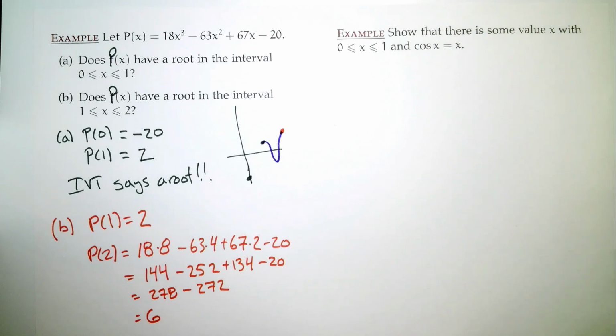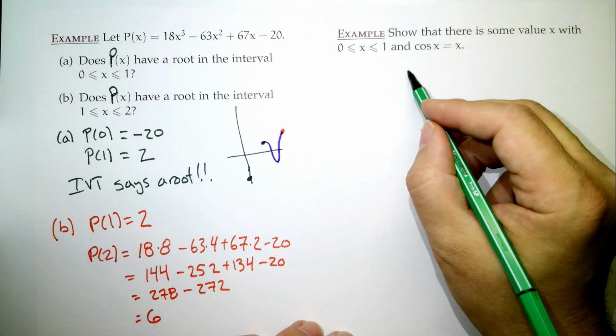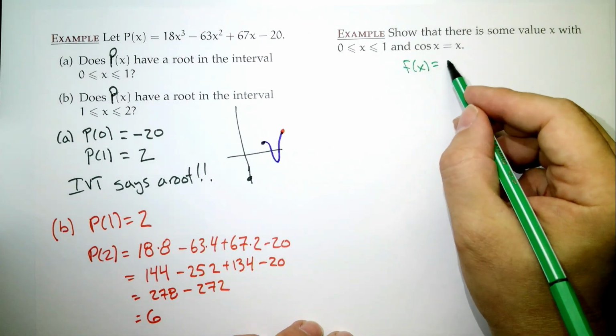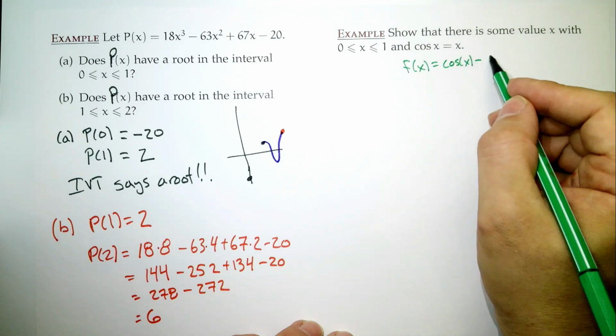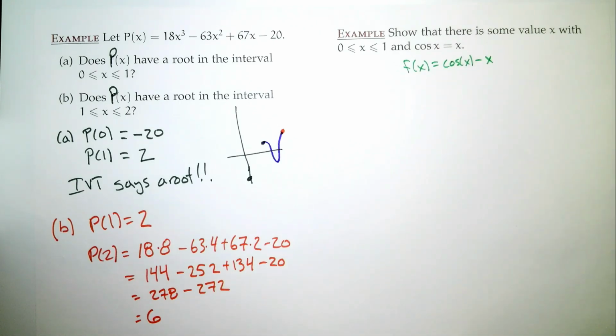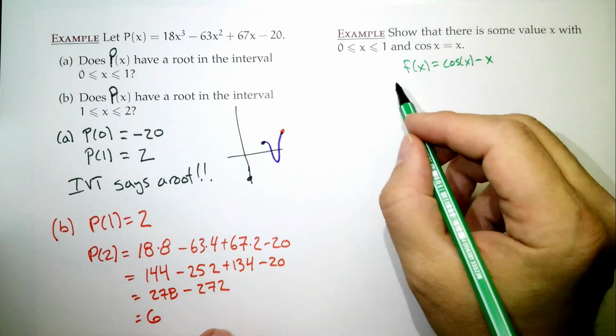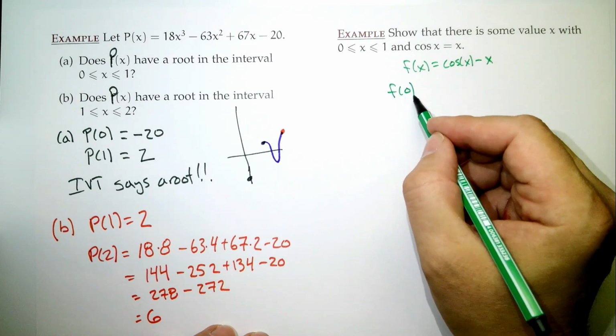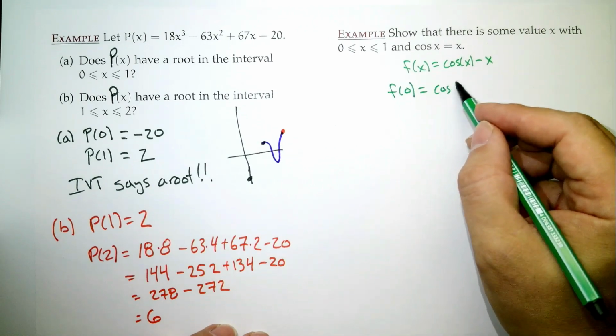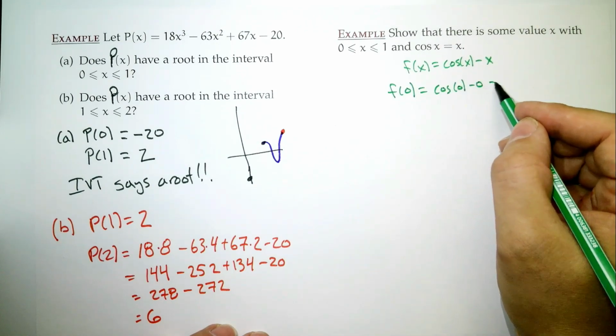All right. Now, how could you argue this? Well, there's a couple ways to do this. You could say, I can think of this as f of x. Let me look at cosine of x minus x. If we're looking at it in that way, what are you looking for? You're looking for a root. So I just have to argue that there is a root. Let's think about what f of 0 is. Well, that's cosine of 0 minus 0, which is 1.